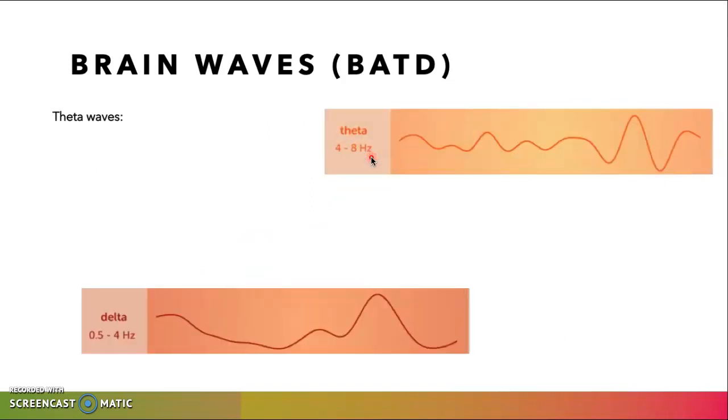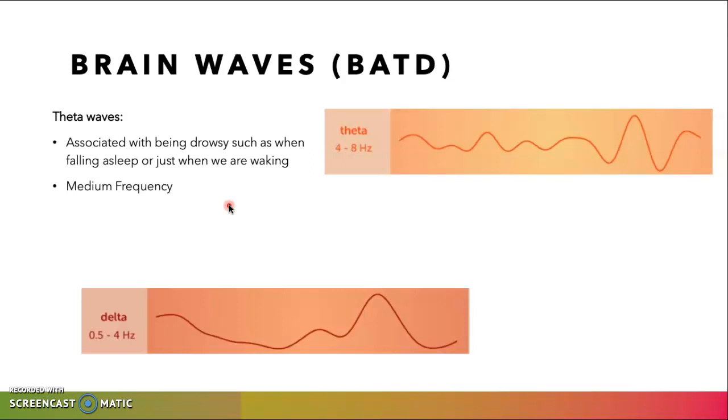The next one we need to know is the theta waves. And this is what happens when you start getting drowsy, just when you're falling asleep or when you're waking up. This has a medium frequency. So it's quite a few per second, but not a lot. And as you can see here, it's a mix of high and low amplitude. So here you can see there's some low amplitude, and then you'll get some high ones. They'll go low, and then you'll get high.